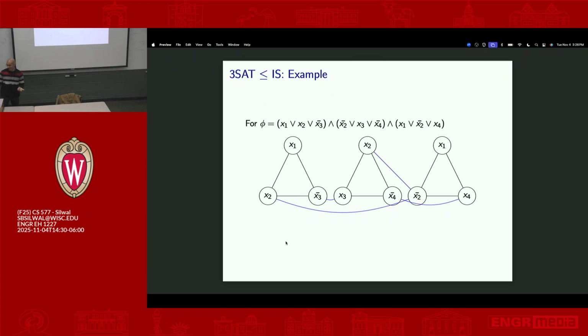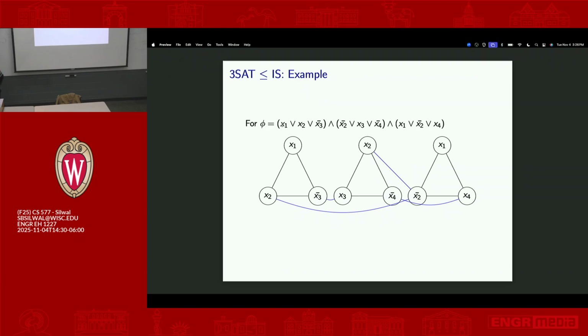Let's say my input to 3-SAT is this. I want to say, does this have a satisfying assignment? I want to solve it. I don't know how to solve it, but I do have an independent set solver. So I need to convert it to a graph. The graph is going to look like this.